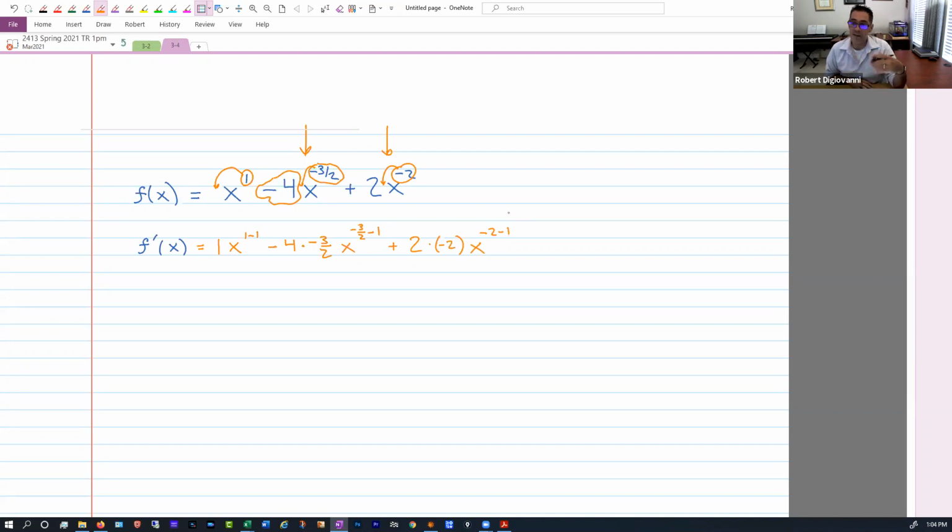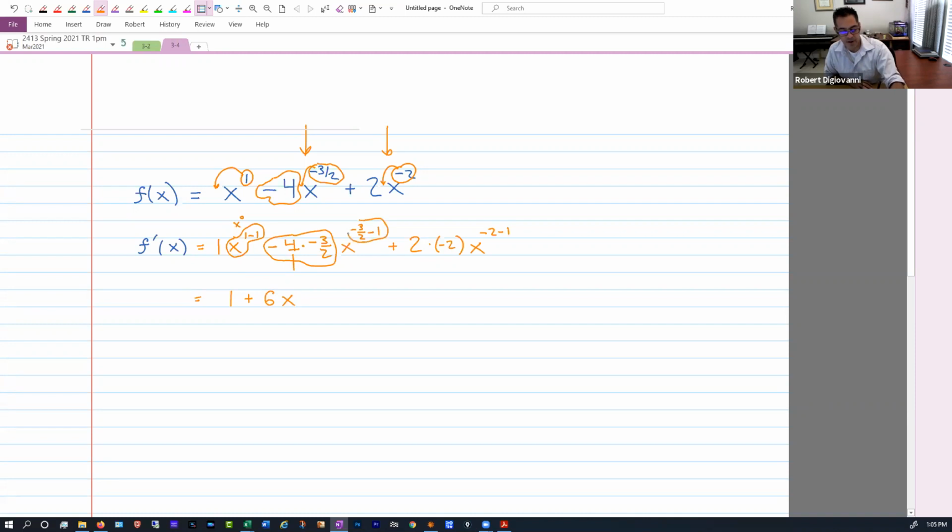The rest of this is just algebra, just putting things together. On the first one, this is x to the 0, which is just 1. So we just get 1 times 1, which is 1. When we multiply these two together, look at that as being 4/1. So we just multiply across numerator and denominator. We should get plus 12/2, which is 6. This will give us 6x.